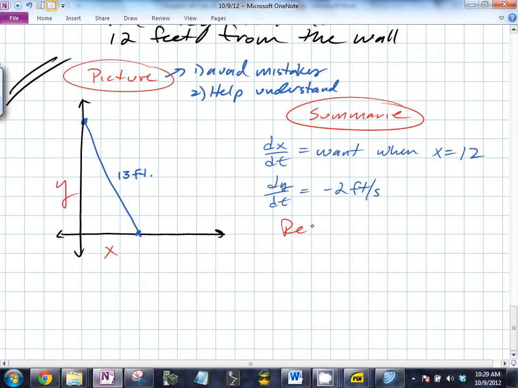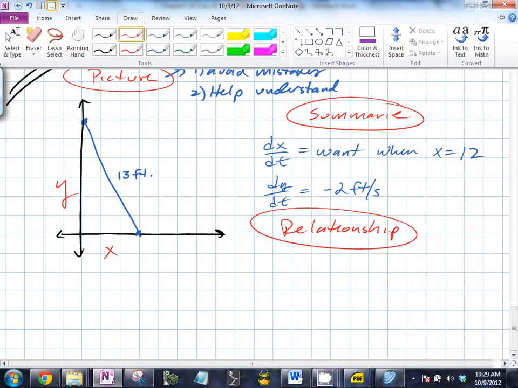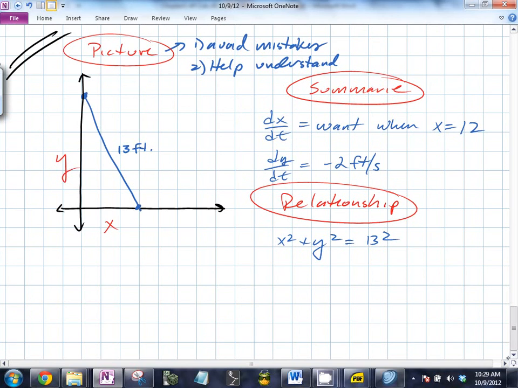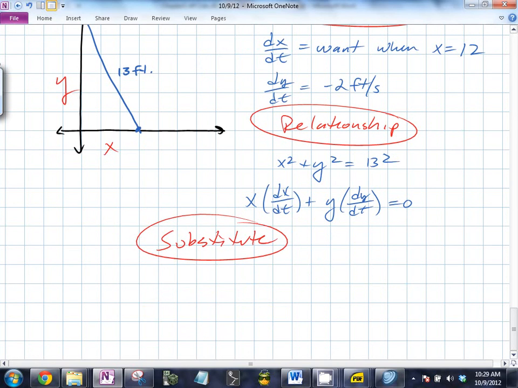x squared plus y squared equals 169. You take the derivative now, you clean it up a bit, and you end up with x dx/dt plus y dy/dt is equal to what? 0. Don't move. Do not move. Now the next word? Substitute. You substitute it in, and what's the x value? 12. Do we know dx/dt? No. Don't pack up yet. Why are you packing up?